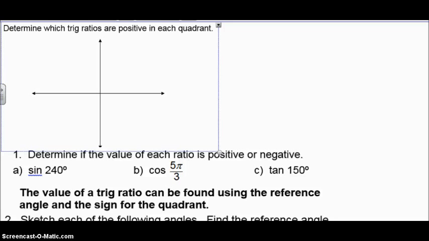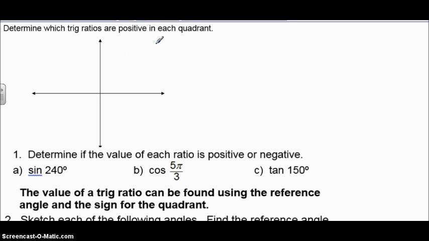Okay, so now that we've talked about how to make radians, convert between degrees and radians, and we've talked about reference angles, coterminal, all those wonderful words, let's pull some of that together in our endeavors to talk about trig functions. Okay, so determine which trig ratios are positive in each quadrant.